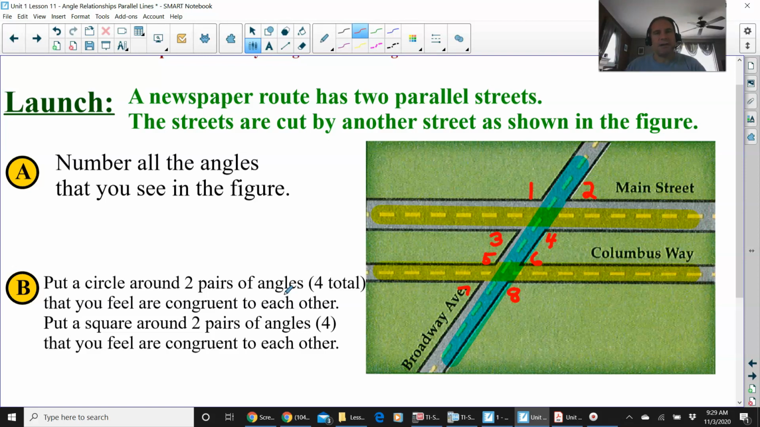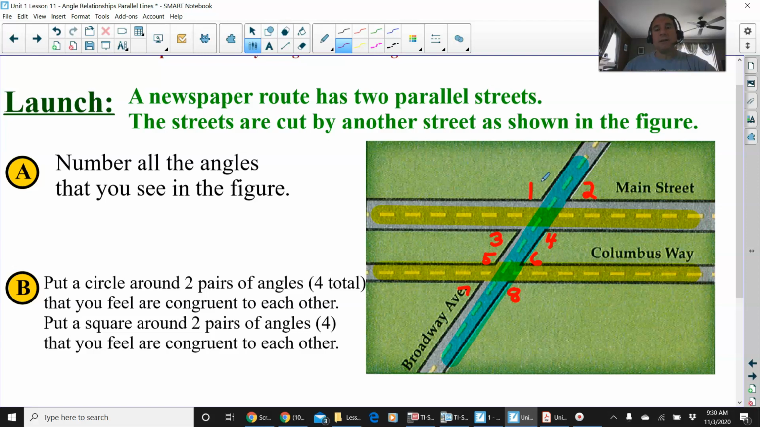So 4 angles get a circle, and 4 congruent angles get a square. You could try that, do that, and we'll review it. Press pause now. So in this type of figure, parallel lines cut by a transversal, there are 4 angles that are congruent to each other. And then there are another 4 that are congruent to each other. All the obtuse angles are congruent. They're equal to each other. All the acute angles are equal to each other.